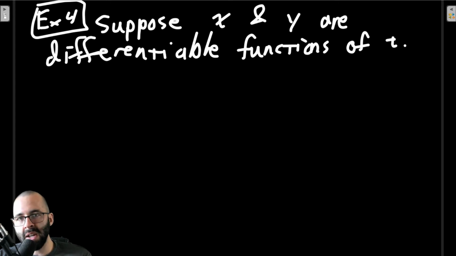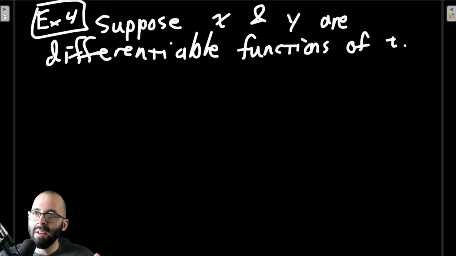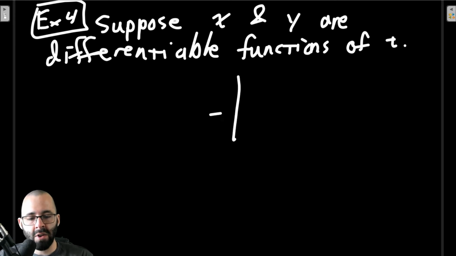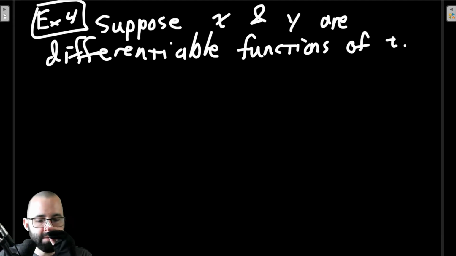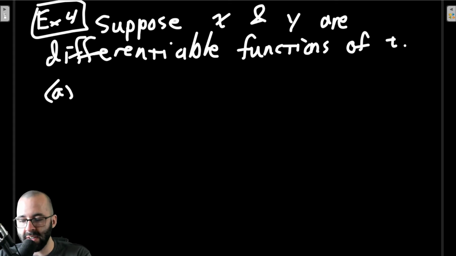So what this might mean is maybe X and Y are positions. Imagine a particle that's moving on the XY plane, right? So, you know, it starts off over here and then it moves over here and then it moves over here. So X and Y are both changing over time. That's one interpretation of a problem like this, okay? And specifically what I want to know is I want you to find dy/dt.